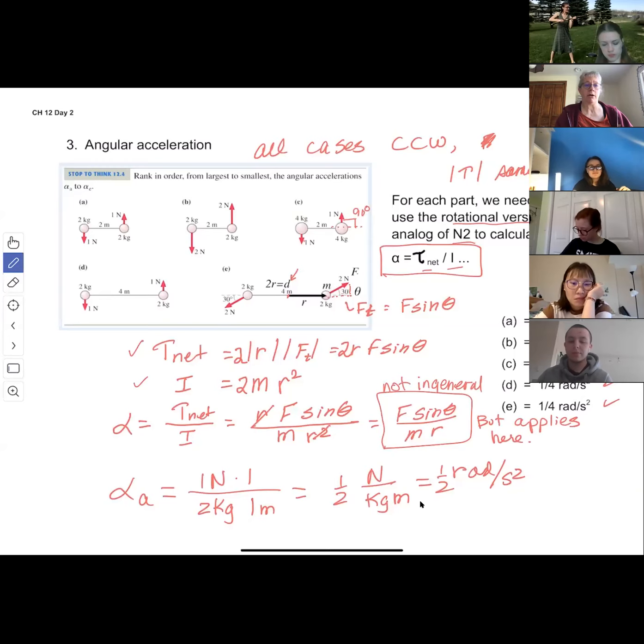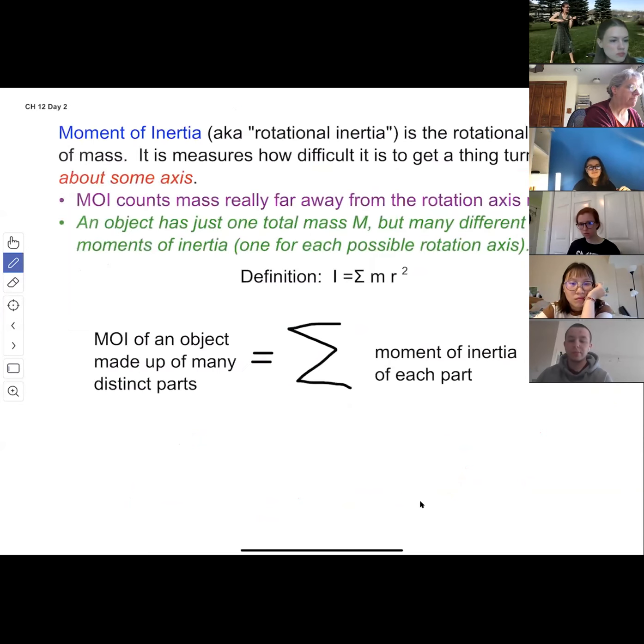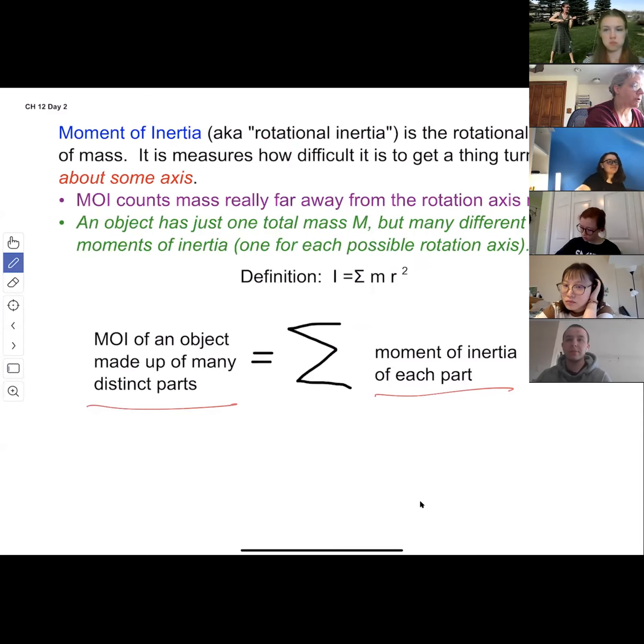And does anybody need a reminder about the moment of inertia? Because that's the thing I skipped over here. The reminder about moment of inertia was just that if you have an object that's made up of distinct parts, you sum up the moment of inertia of each part. And the big key idea behind moment of inertia is that mass that's far away counts more. So if you've got a particular axis you're going to rotate around, and the mass is further away, that counts more, and you have a bigger moment of inertia than if all of the mass were really close to the center of the rotational axis.